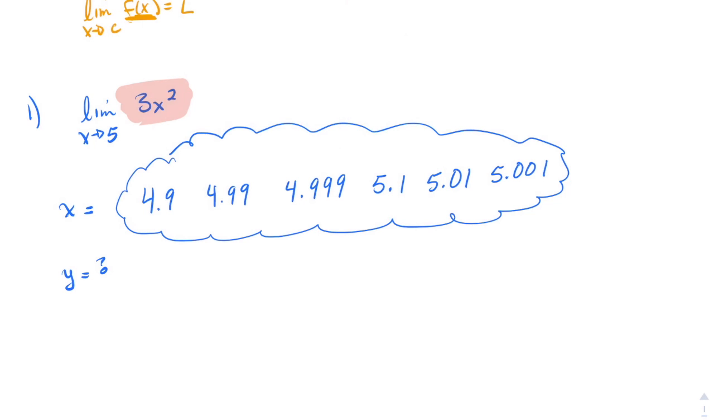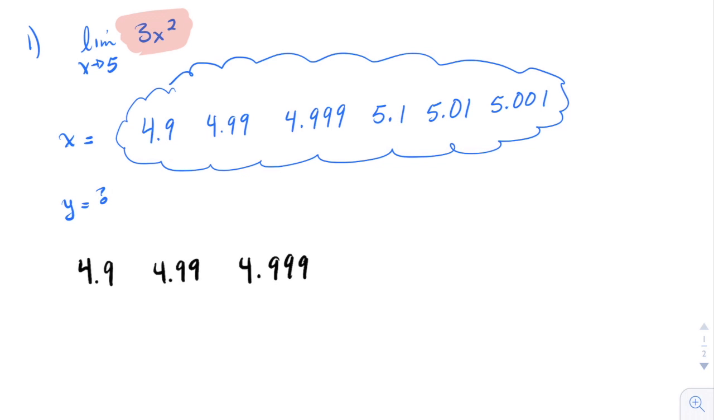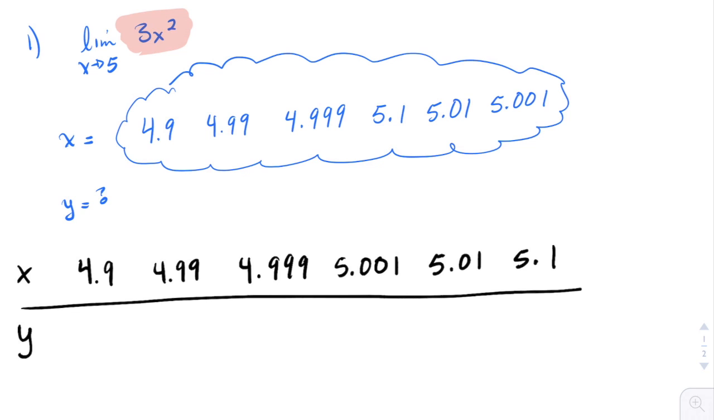So let's organize these values. So we have 4.9, 4.99, 4.999. We're going to skip 5, right, because we're just worried about what's happening around it. So putting these in order, the next one is 5.001, 5.01, and then 5.1. And now what we want to find is what is y at these values. So we could do a chart.